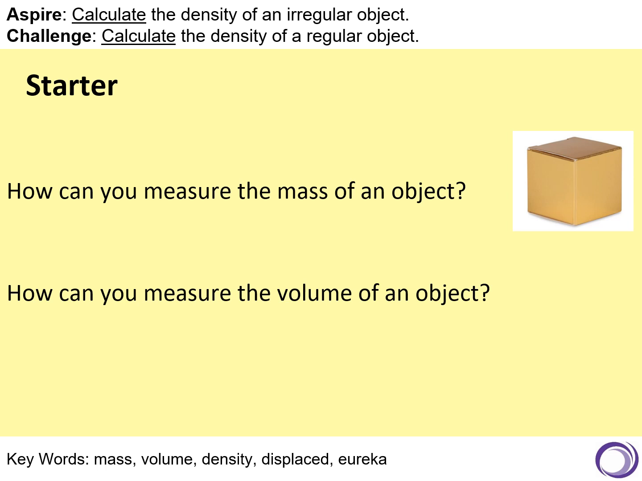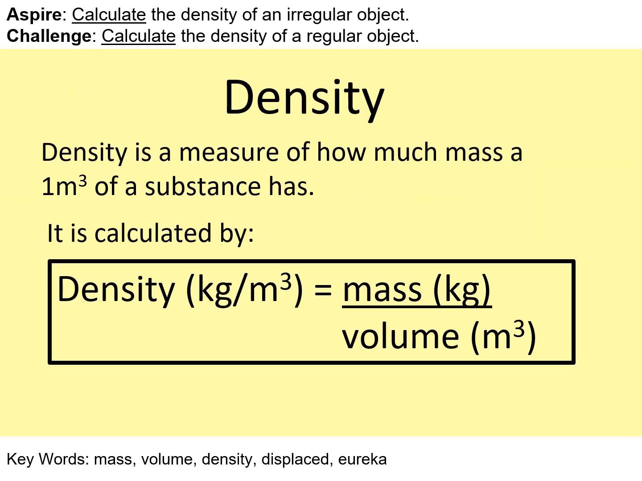So to measure the mass of an object, you can just put it onto some scales or a top pan balance, and that would give you its mass. The volume is a little bit harder. You'd have to measure its length, and then its height, and then its depth, and you times all those together, and you will come up with the volume of the object. To work out the density, and density is a measure of how much mass there is in 1 meter cubed of a substance. So it's how tightly packed all those particles are. It tells us how dense it is, and in terms of the actual density units, it's how much mass there is per 1 meter cubed of a substance.